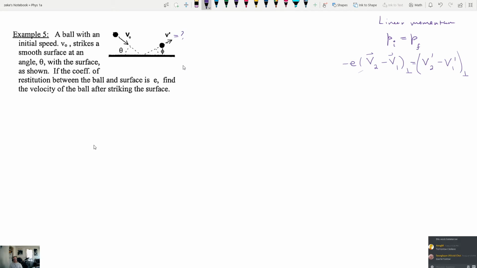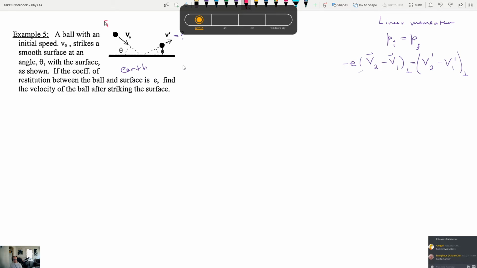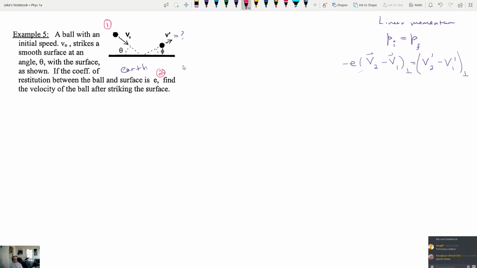Now, this problem involves a collision of a ball with the earth, basically, with the ground. So here's the earth. Our 2 objects are the ball, which is object number 1, and the earth, which is object number 2. That's what we're going to use for our 2 equations over here. Because the earth can't possibly move in any meaningful way when a ball bounces off of it, the velocity of the earth before the collision is 0, and the velocity of the earth after the collision is 0. Sorry, v2 and v2 prime will be 0.